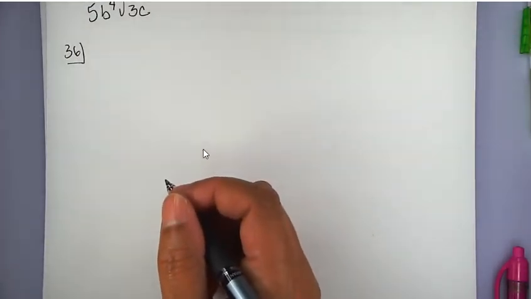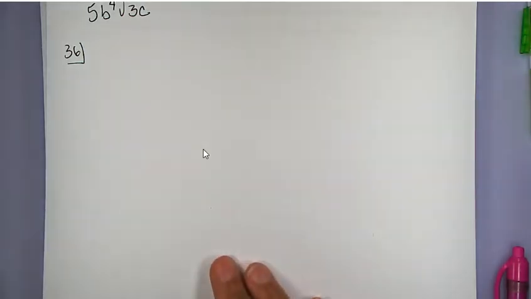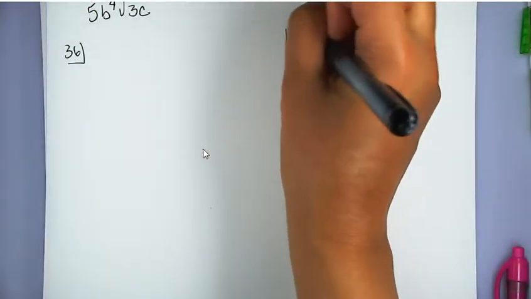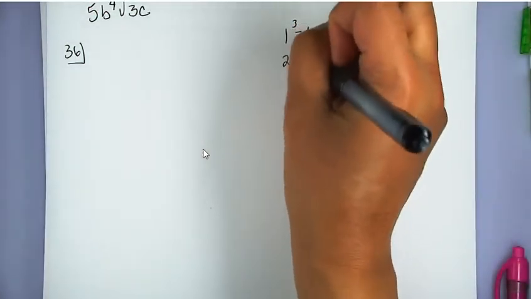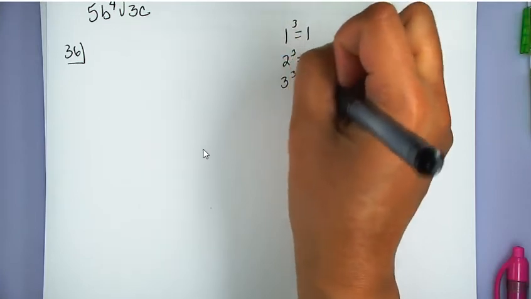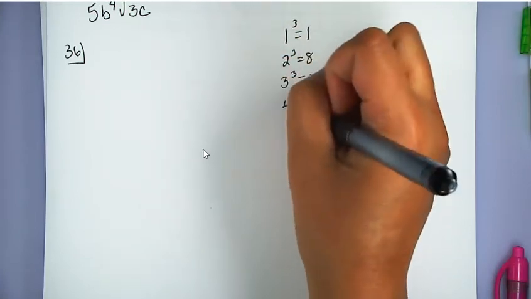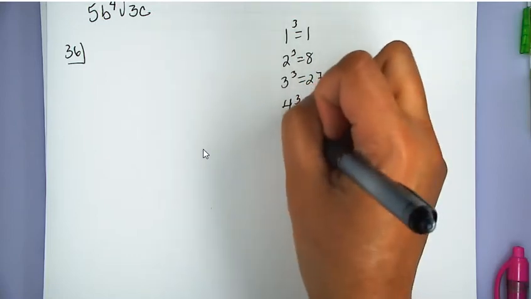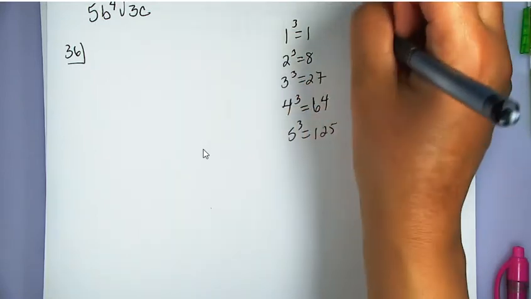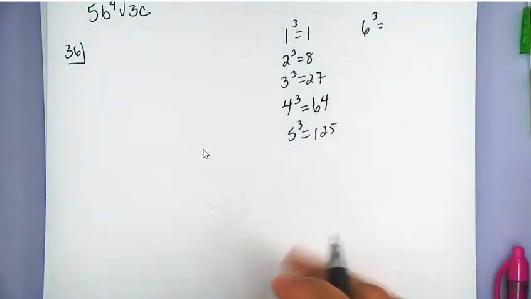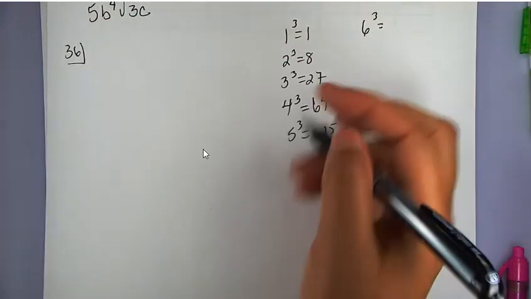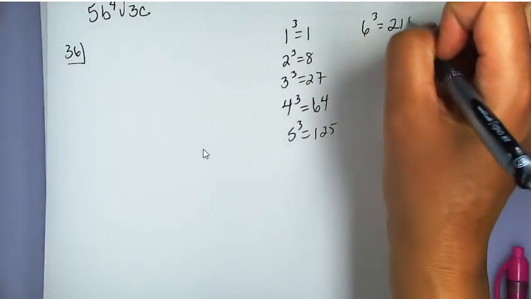We can handle it. 6 cubed is 216. 7 cubed is 343. Uh-oh, got the 8 cubed and I forgot. I think it's 512. But I want to make sure. 32, yep, 512. 8 cubed is 512. 9 cubed is 729. 10 cubed, well, we know that one, that's 1,000. Oh, I didn't leave myself enough room. Let's keep writing. 11 cubed, that's 1331.